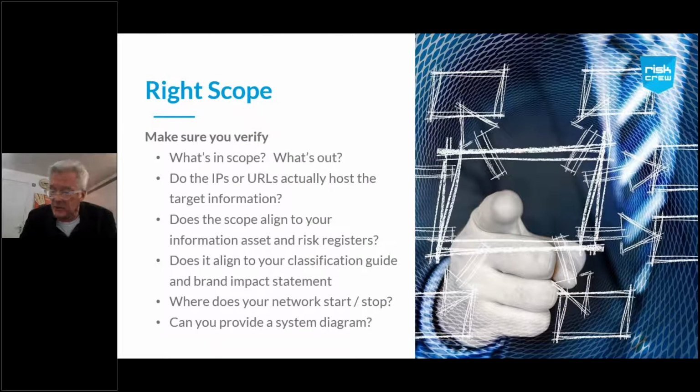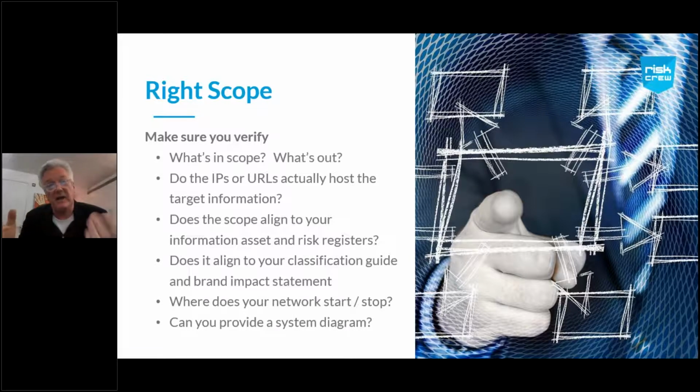Right scope. We're moving on to the second element, so you've got the right approach. Let's talk about the right scope. When I talk about the right scope, it's verifying the target, what's in scope, but just as important, what's out of scope. It's certainly important for the service provider to understand the target IP addresses or URLs that host the targets. Fine. Also, give me a list of things that I might find that I should not try to exploit. Now, these could be third-party partner connections. These could be hosting provider connectivity.